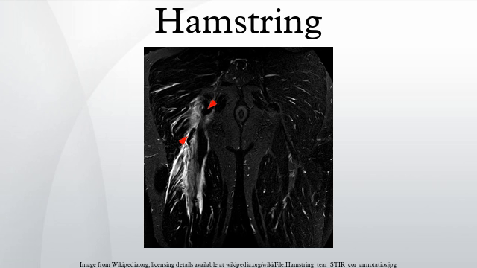Function: the hamstrings cross and act upon 2 joints, the hip and the knee. Semitendinosus and semimembranosus extend the hip when the trunk is fixed. They also flex the knee and medially rotate the lower leg when the knee is bent. The long head of the biceps femoris extends the hip, as when beginning to walk. Both short and long heads flex the knee and laterally rotate the lower leg when the knee is bent.